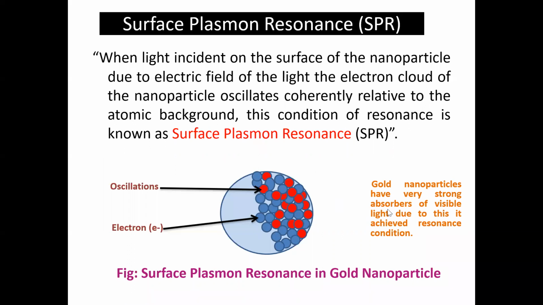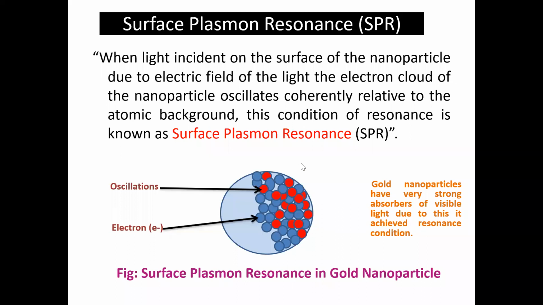So this surface plasmon resonance condition in gold nanoparticles, which is a strong absorber of visible light, achieves the resonance conditions. So this surface plasmon resonance condition, if it is near about 50 nanometers, occurs in the visible range. And these conditions are achieved in the visible range by gold nanoparticles, right? So gold nanoparticles achieve these conditions, that is, surface plasmon resonance conditions.